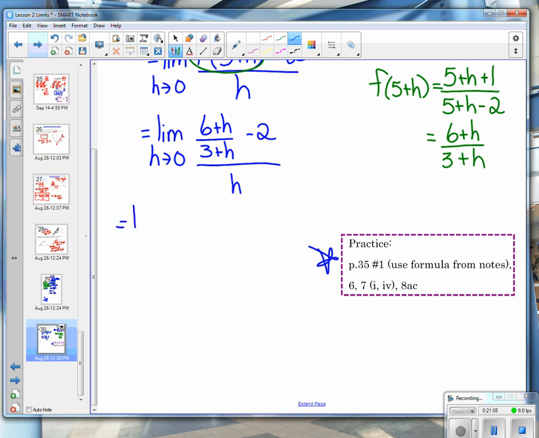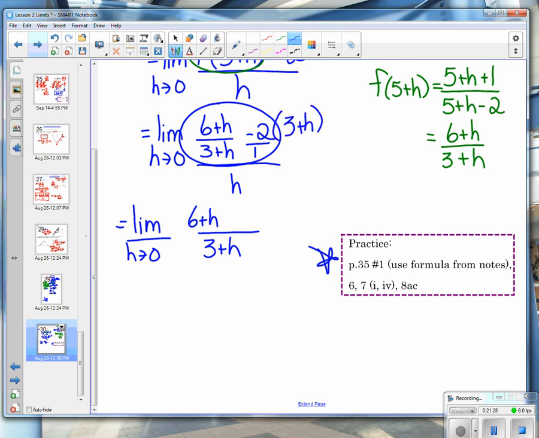So we're going to actually subtract these two guys right here, because this is the same as negative 2 over 1, right? So our common denominator is obviously going to be 3 plus h. The 6 plus h, we didn't have to do anything to, but my 2, I'm definitely going to need to multiply that by 3 plus h. So if I multiply that, I've got negative 6. So 2 times 3 is 6, minus 2h. All of that being divided by 3 plus h, and all divided by h.